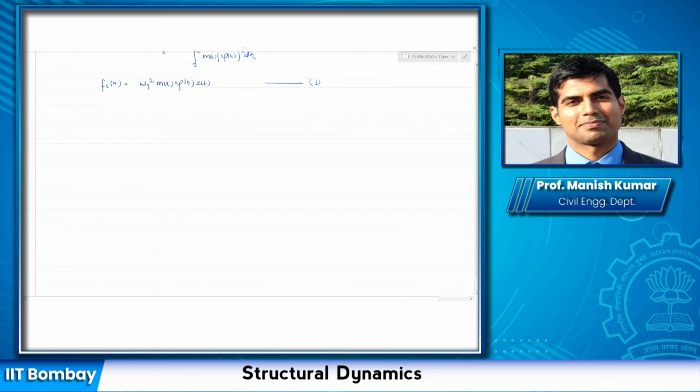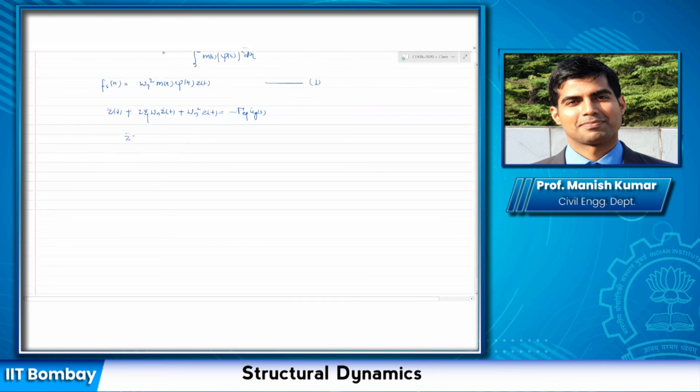Using response spectra. So we have talked about the excitation due to ground motion, right? So we have said that our equation is this. This is the equation that I'm considering. So I know what the response to this is, right? Say a response spectra is given to me.